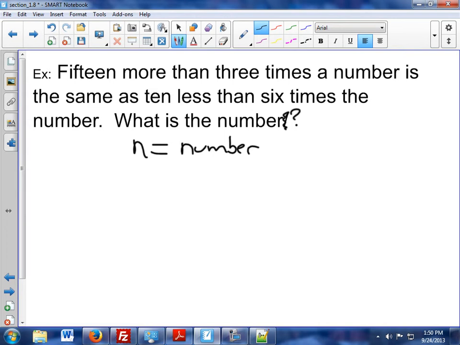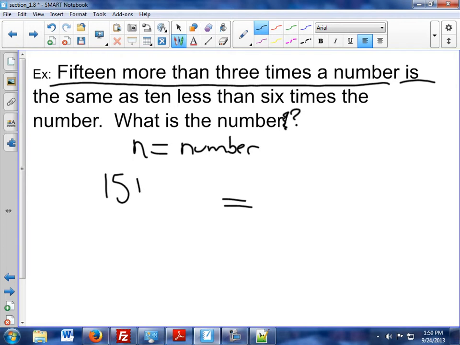I look for my keywords first. Well, I like this. Okay, so this means all this stuff goes on this side. 15 more than 3 times the number is, okay, same as 10 less than 6 times the number. 6 times the number less than 10. Who had 10 in front of it? Even after all that warning I did.